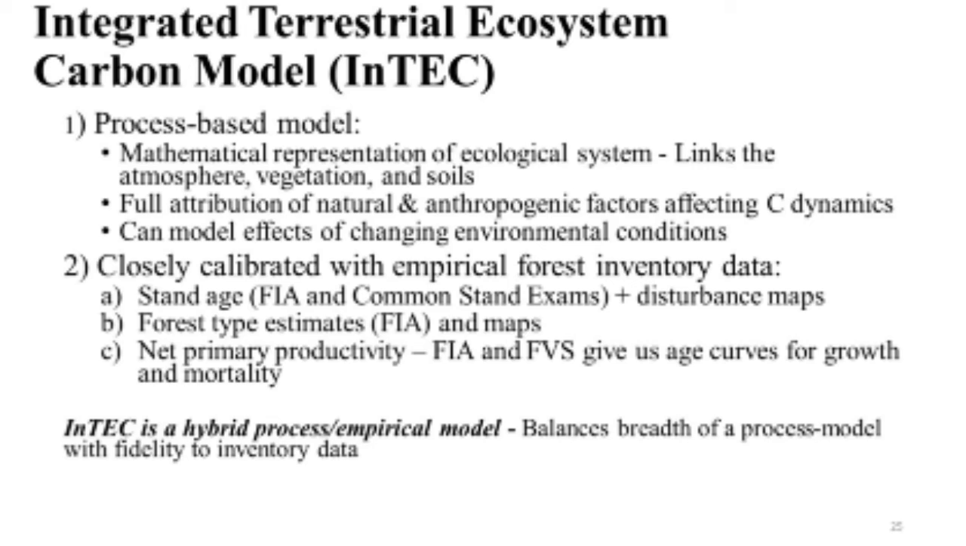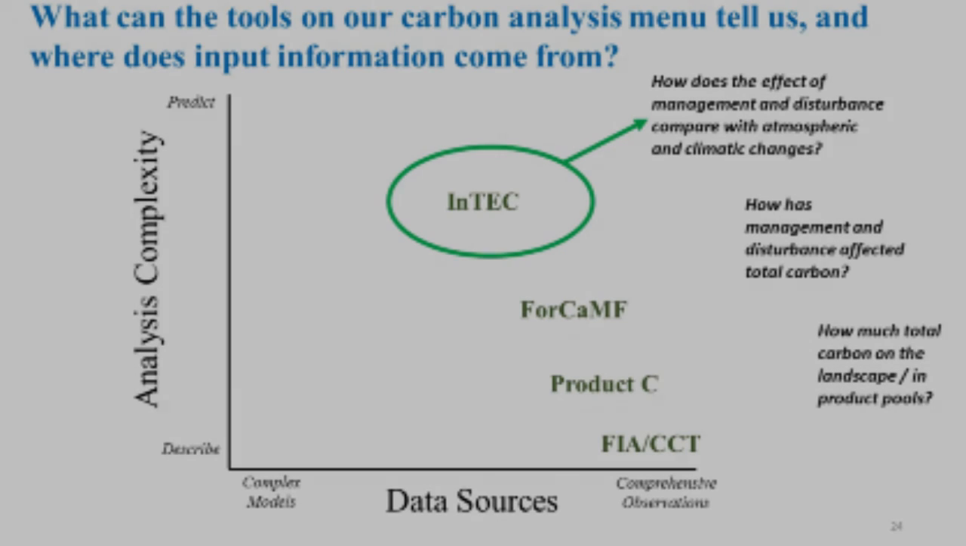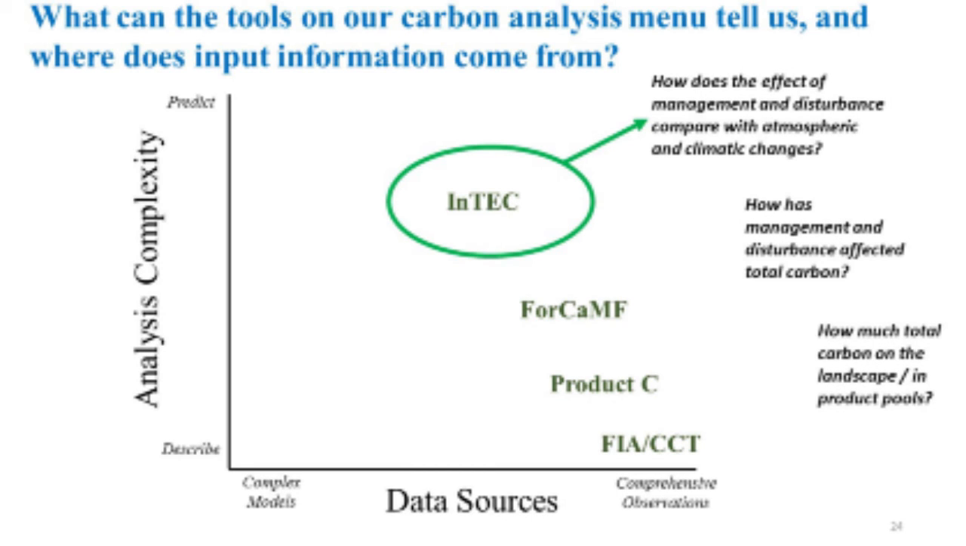FVS is used with FIA data to calibrate the rate of growth and mortality that goes into this model. So I'm not going to delve too deeply into the guts of the model, but I'm just going to highlight the fact that it is very empirically calibrated with population FIA estimates, a lot of the same FVS simulations of FIA data that underlie FORCAMP, the disturbance maps, and the downscaled local climate data.